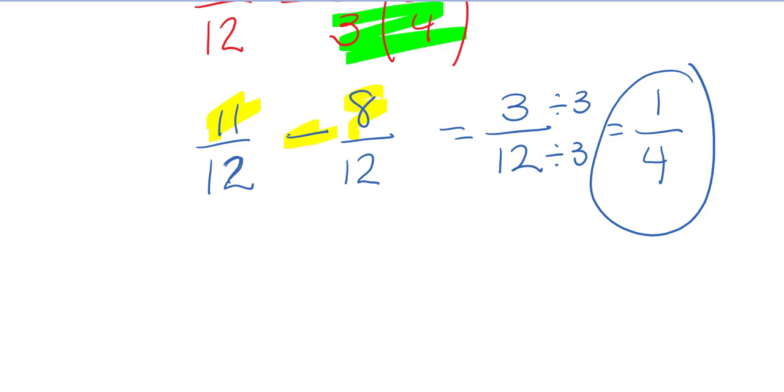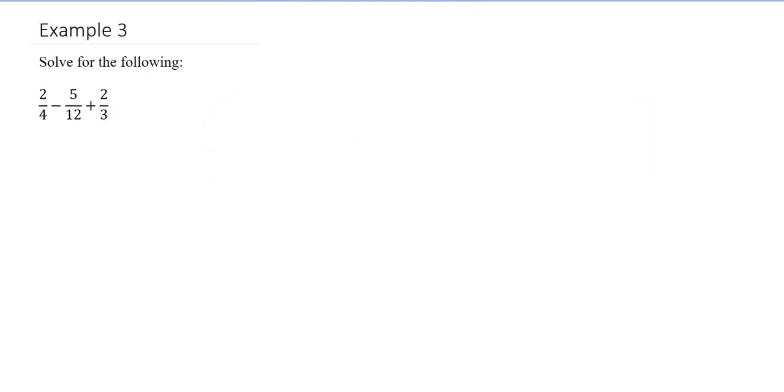So let's do another example. Example 3. So we're going to solve for the following. We have 2 fourths minus 5 12ths plus 2 thirds. So notice we have multiple fractions here. So we need to find the least common denominator. So if we're looking at 4, 12, and 3, we notice that we can probably just make 12 work as our least common denominator, right? So what's 4 missing, right?